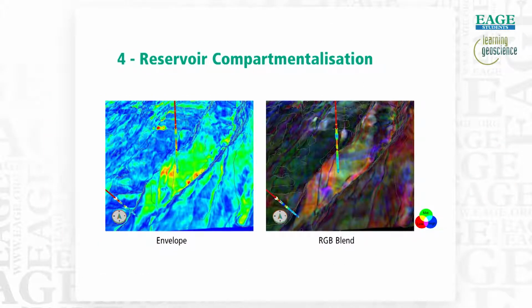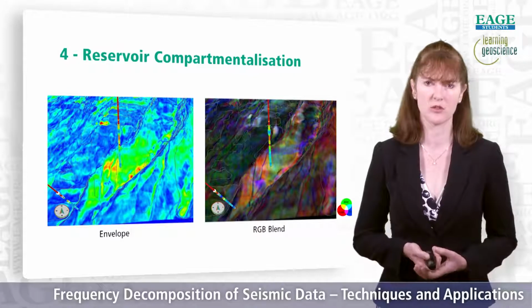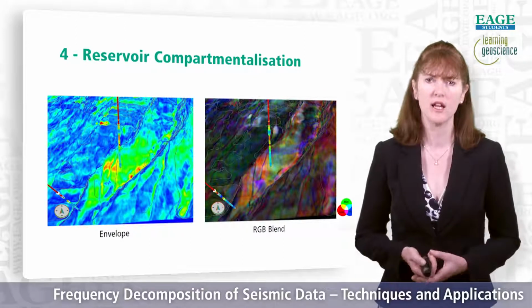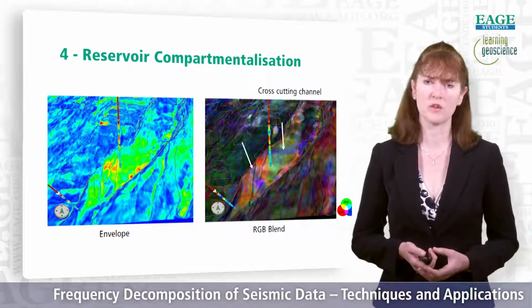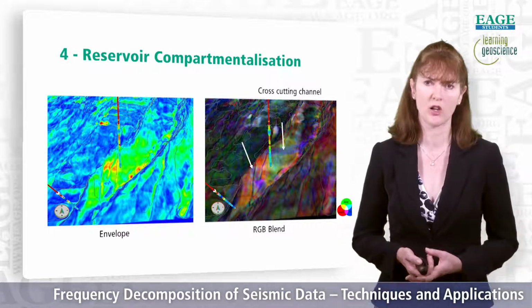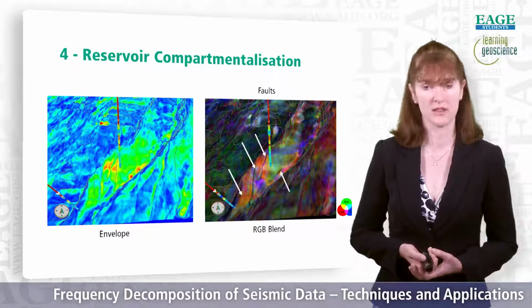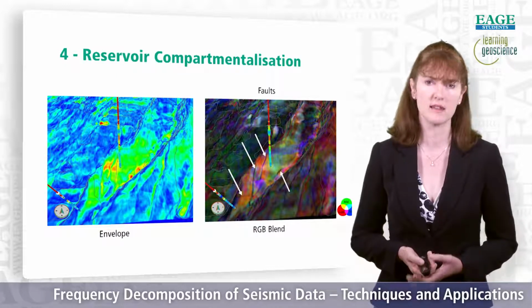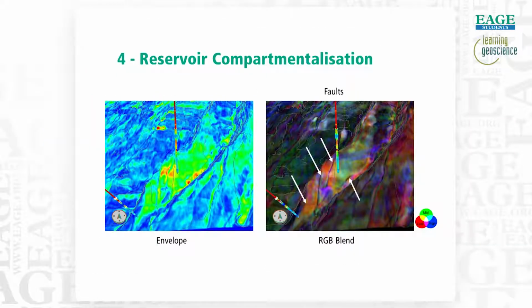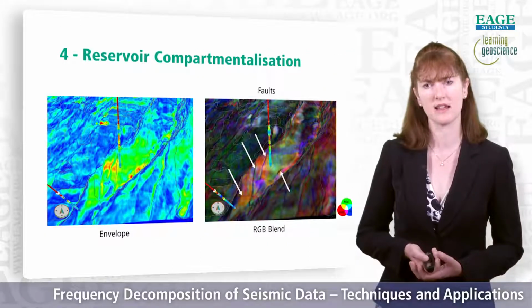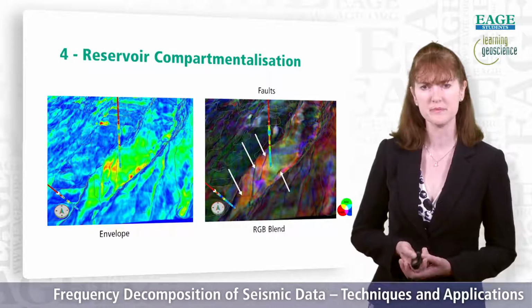If we look at the RGB blend of the same reservoir, we can see a lot more detail and a lot more color variations coming through across the reservoir. So we can see very clearly that we've got a cross-cutting channel coming along here in blue. We can also see faults that are clearly visible, not only the dark north-south faults, but also the very subtle east-west fault down on the left-hand side near the tip of the reservoir.